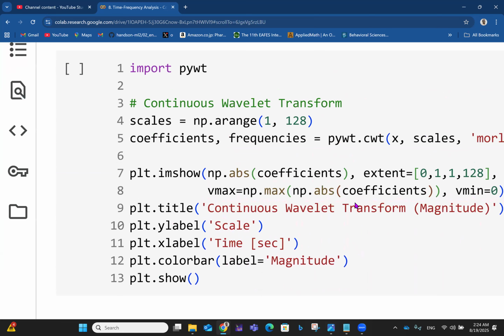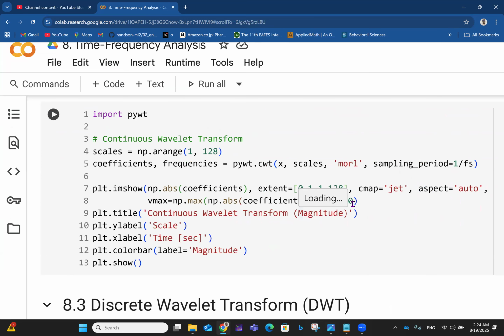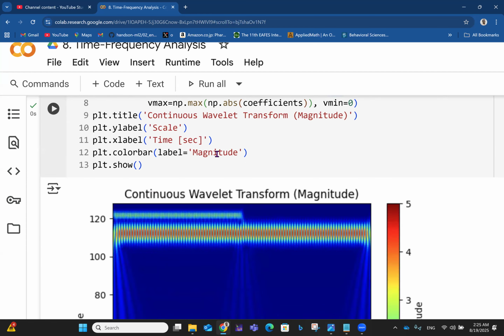Okay, let's look at the Python code. In this case, we import PyWavelets, PYWT, the library we use for the continuous wavelet transform. We have the scales, np.arange from 1 to 128, and whatever you get is going to give you coefficients and frequencies. So you have pywt.cwt with the signal, the scales, the Morlet wavelet, and the sampling period 1 over fs. Then you show the image with extent 0, 1, 1, 128, cmap jet, aspect auto, and so on. If you run that, you can see the continuous wavelet transform.